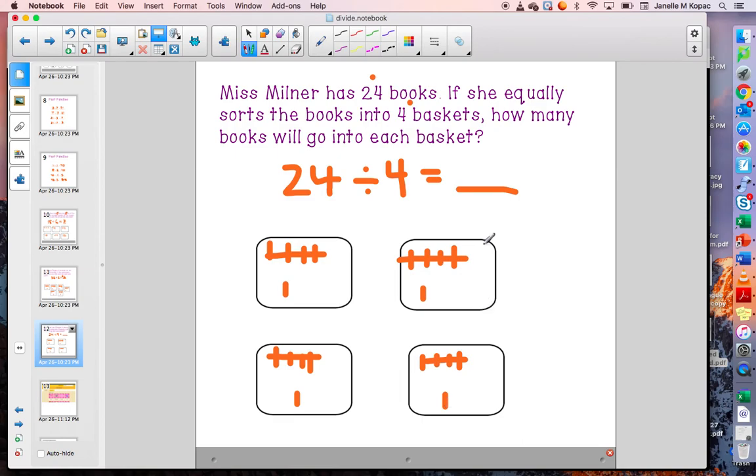So I stop there and I see my groups each have 6. I remember 4 times 6 makes 24. 24 divided by 4 equals 6. So how many books go into each basket? 6 books go into each basket.